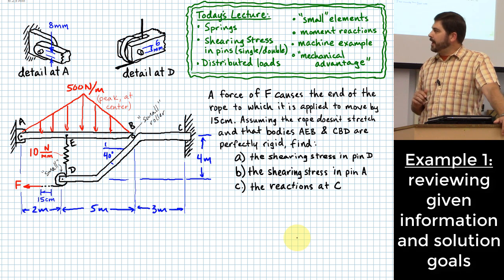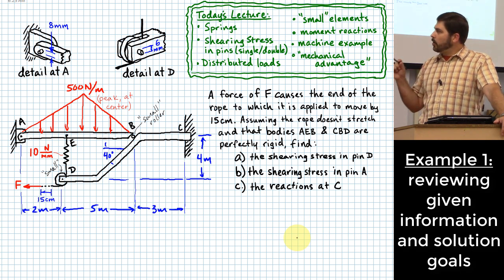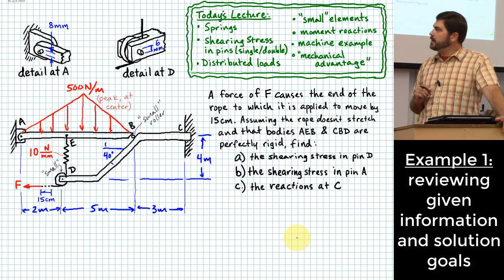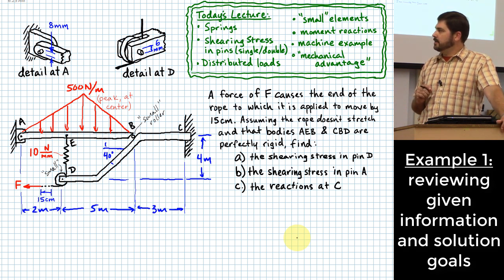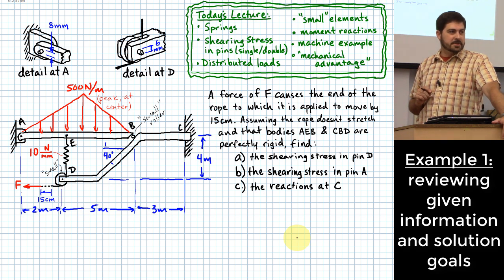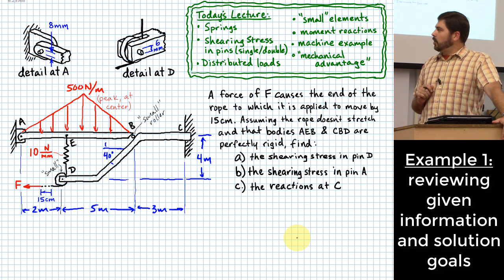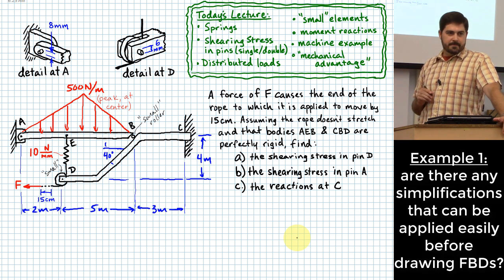What we're supposed to find, here in part A, is the shearing stress in the pin that holds the pulley on member CBD. Also, the shearing stress carried in the pin at A, and then also the reactions at C. Those are the pieces of this problem that we're supposed to find. We may find some other things along the way too, but those are what we are tasked with finding. All right, so where do you want to start?